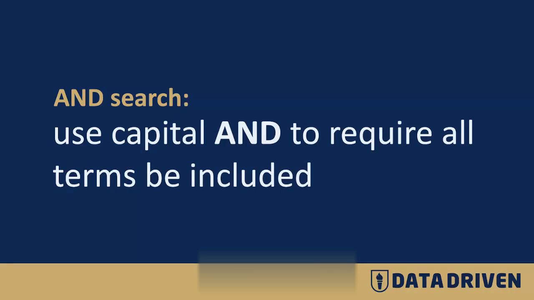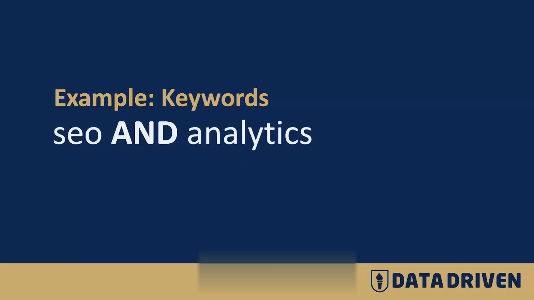Then there is the AND search. And again, you're just going to use capital A-N-D, and that's going to require that all terms be included in your search results. An example would be in the keyword section. Maybe you want somebody who has SEO and analytics. Both of those things need to be on their profile. So if you did SEO or analytics, it could be one or the other. SEO and analytics means they both have to be somewhere on the profile. That's what the keyword section does, it looks everywhere. And as long as both of those words are somewhere on the profile, they will appear in your search results.